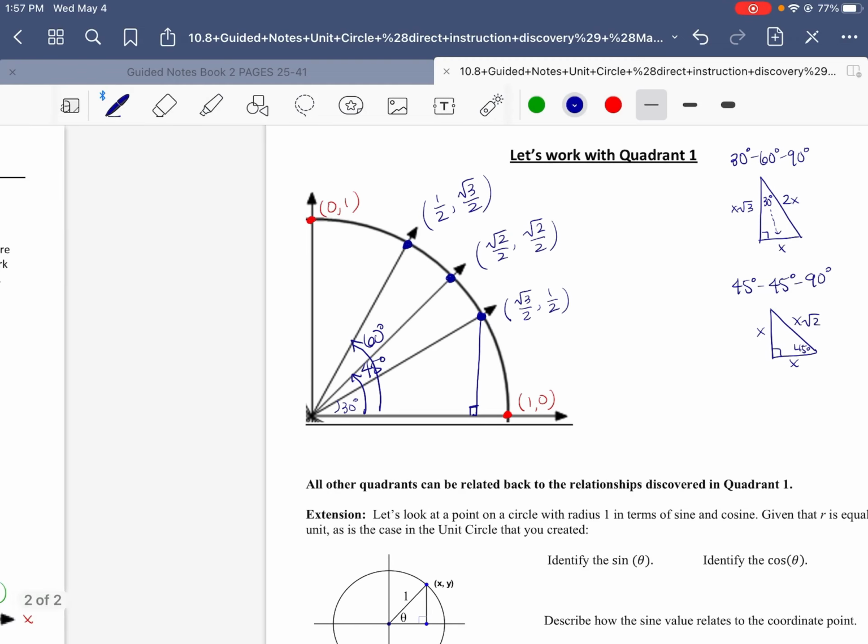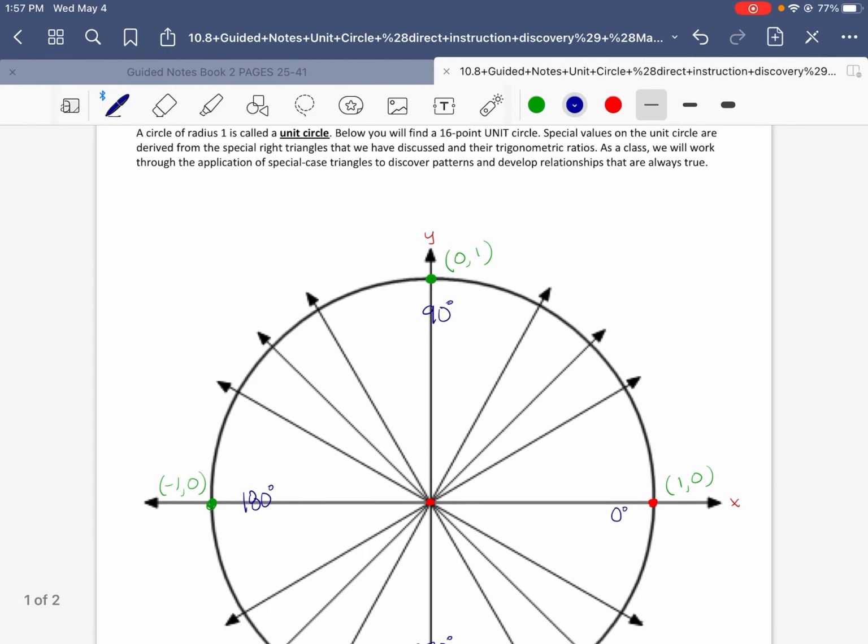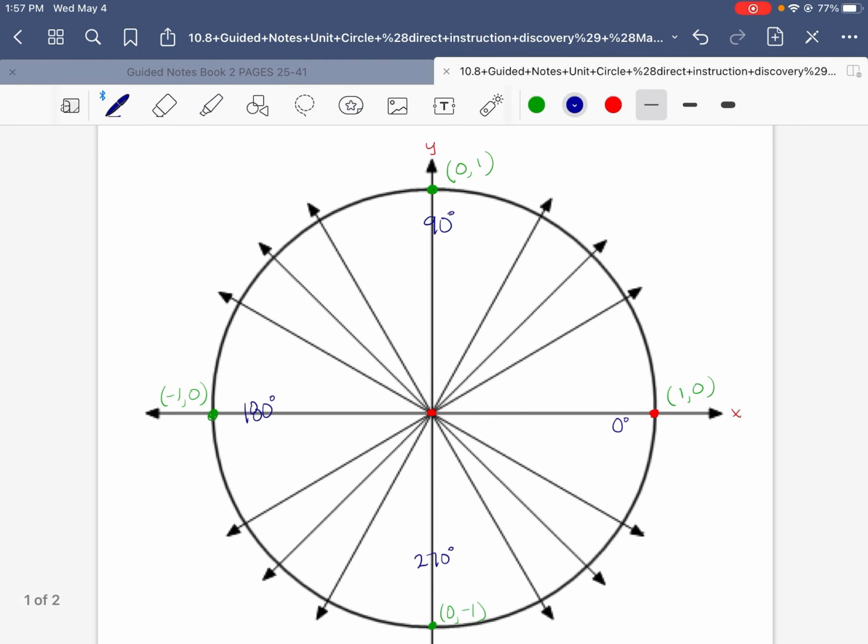So on our unit circle, coming back to kind of this main page, I'm going to fill in these points that we just talked about. So this point over here was root 3 over 2, comma 1/2. This middle one at the 45 degree was square root of 2 over 2, comma square root of 2 over 2. And this 60 degree line was at 1/2, comma square root of 3 over 2.